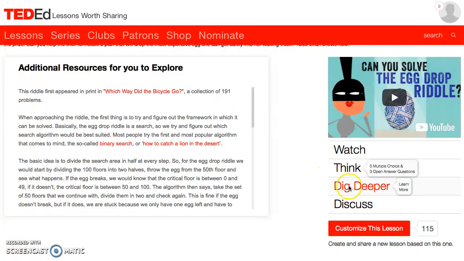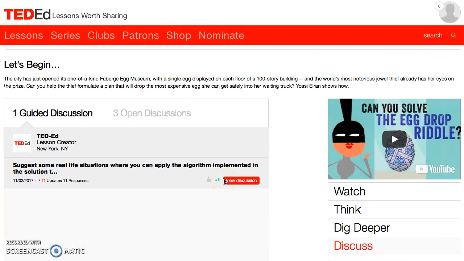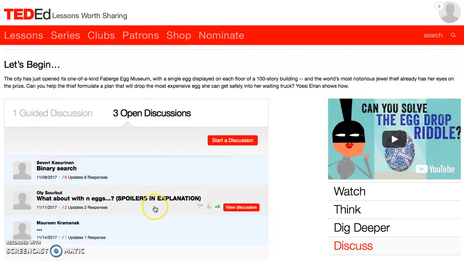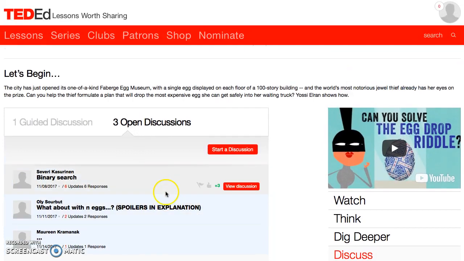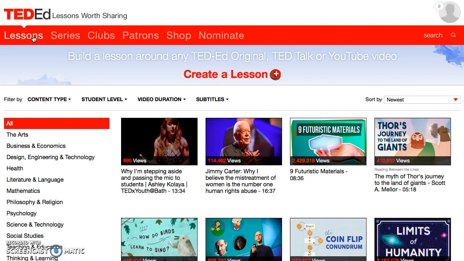And then after I've had a discussion that digs deeper into it, I can have discussions with them even more. For example, this one says, suggest some real life situations where you can apply the algorithm implemented into the solution. And teachers can go on here and reply to it. You can have these discussions with your students. And then there are also open discussions where people can post and you can put your ideas. So that is really neat about this lesson.